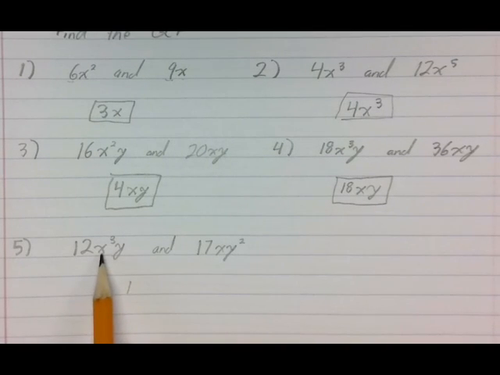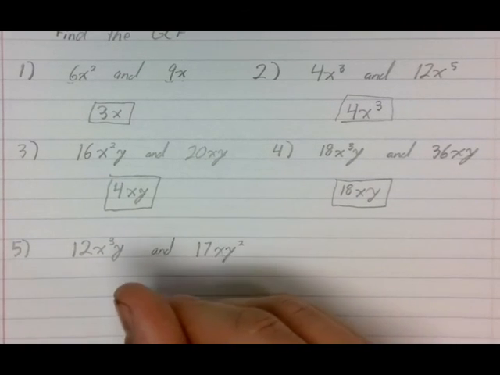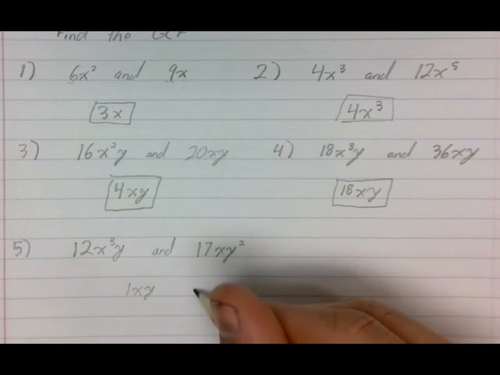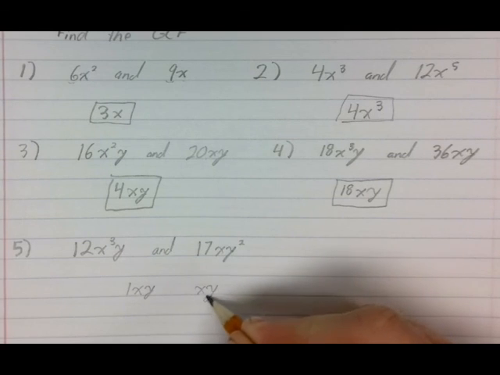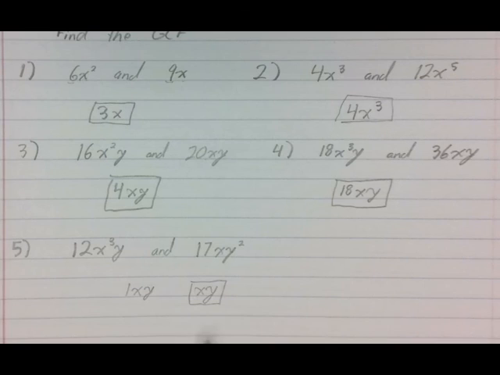Then when I look at the variables, they have an x in common and they have a y in common. And I want you to get rid of that 1 for your final answer, so your final answer should just be xy. We typically don't worry about that 1 if it's being multiplied by anything.